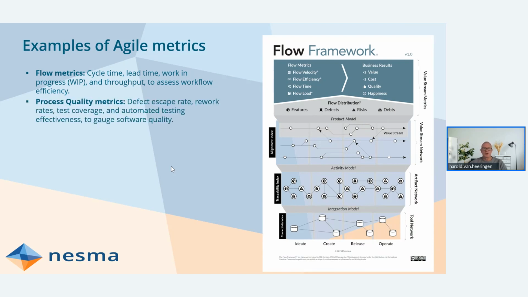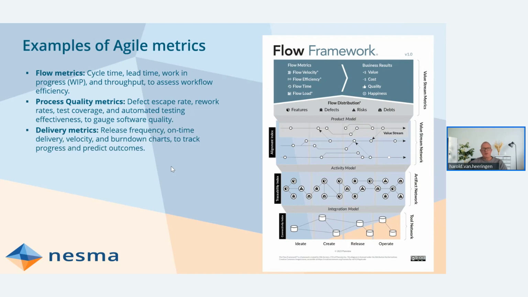Then we have process quality metrics. So this says something about the way that you're developing. So your defect escape rate is a metric that measures how many defects escape into production, so they are not caught in the test process or the QA process. Rework rates, if they go up, then it means that your overall productivity will go down. And there are a couple of others as well.